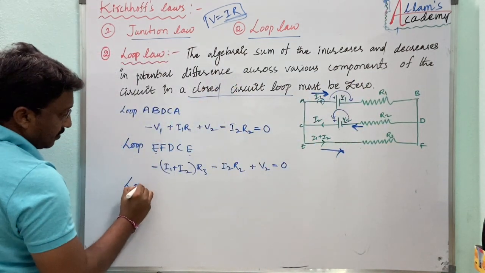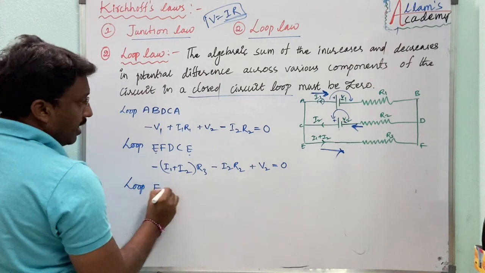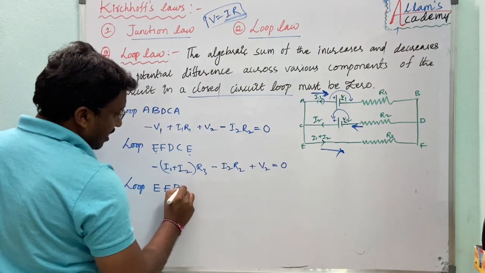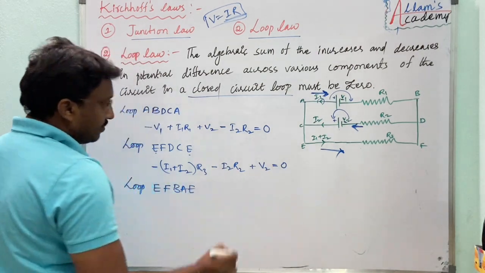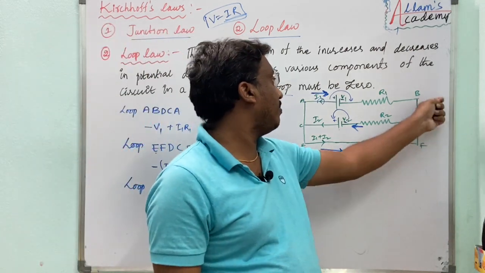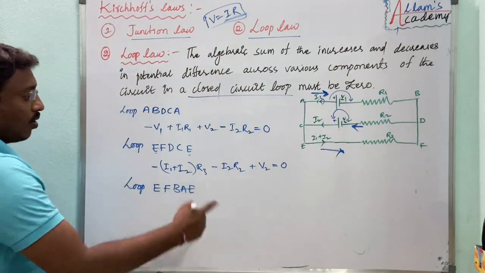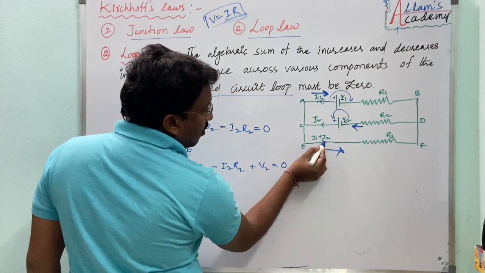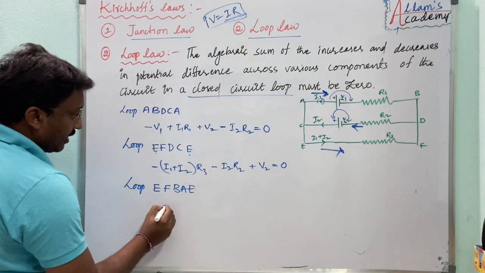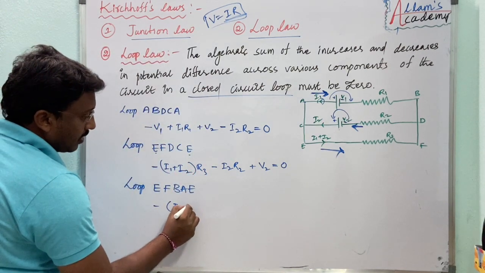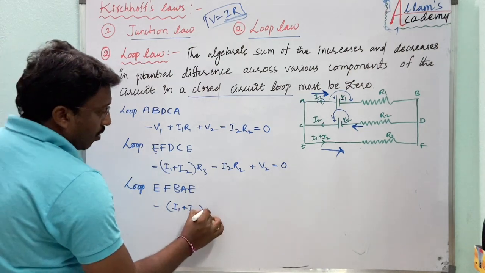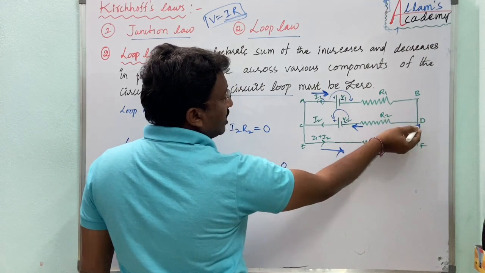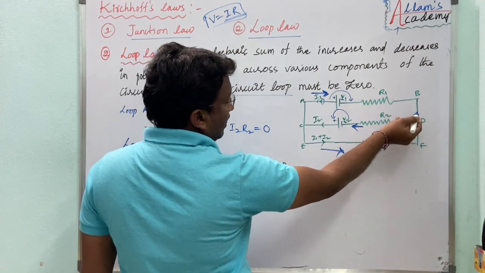Okay, what? Loop E, F, B, A, E. Both are in the same direction, no? So we should take minus I1 plus I2 times R3. And from F to B, there are no resistors and no potential differences.